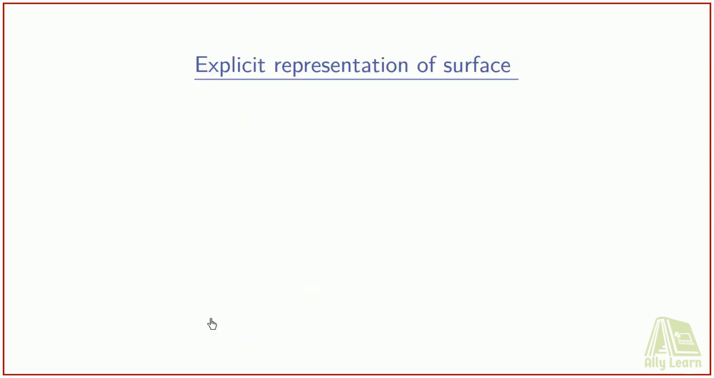So now we come to explicit representation of a surface. So friends, suppose we can express one variable as a function of the other two variables, then such a representation is called explicit representation. In a surface we have three variables, and if we can write one variable in the form of a function of the other two variables, then we say that representation is explicit representation of a surface.